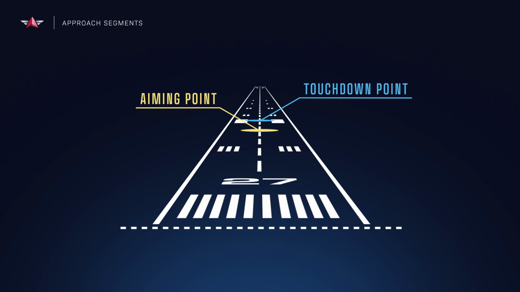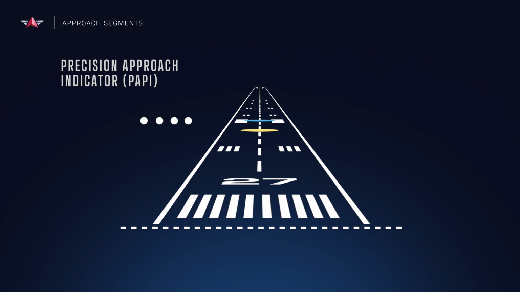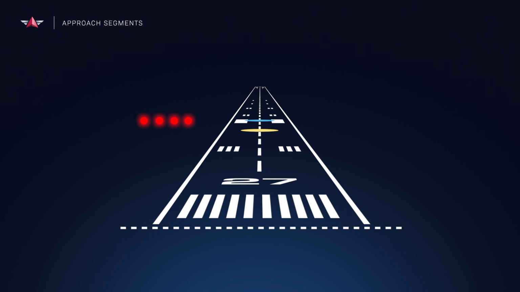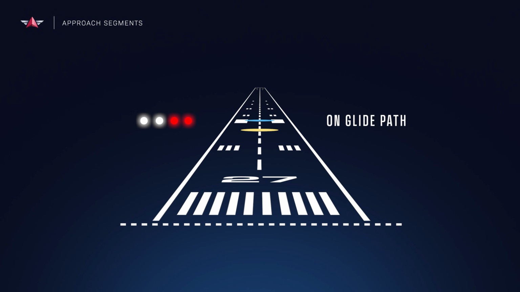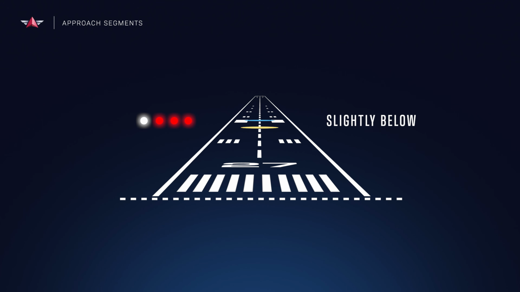To assist us in flying an accurate final approach down towards the aiming and the touchdown points, many airports offer a visual aid called a PAPI. The PAPI consists of 4 lights that can each display either white or red lights. When we are on or very close to the 3-degree glide path, the PAPI will show 2 white and 2 red lights. If we were to descend below the path, we'd see 3 red, and if we descended further down, we would see 4 red.